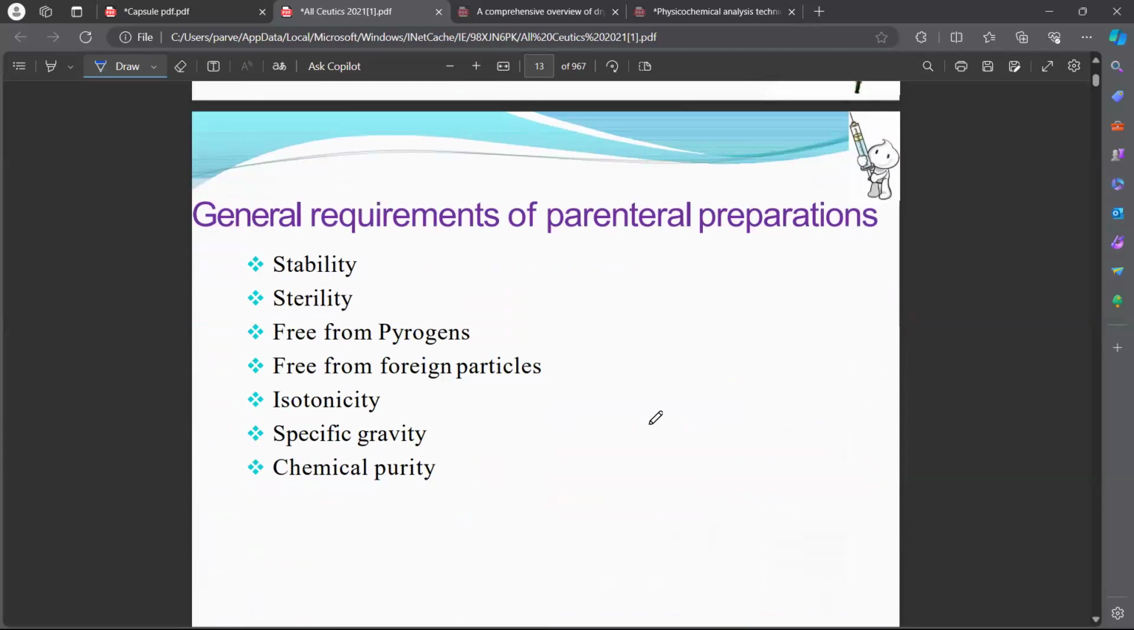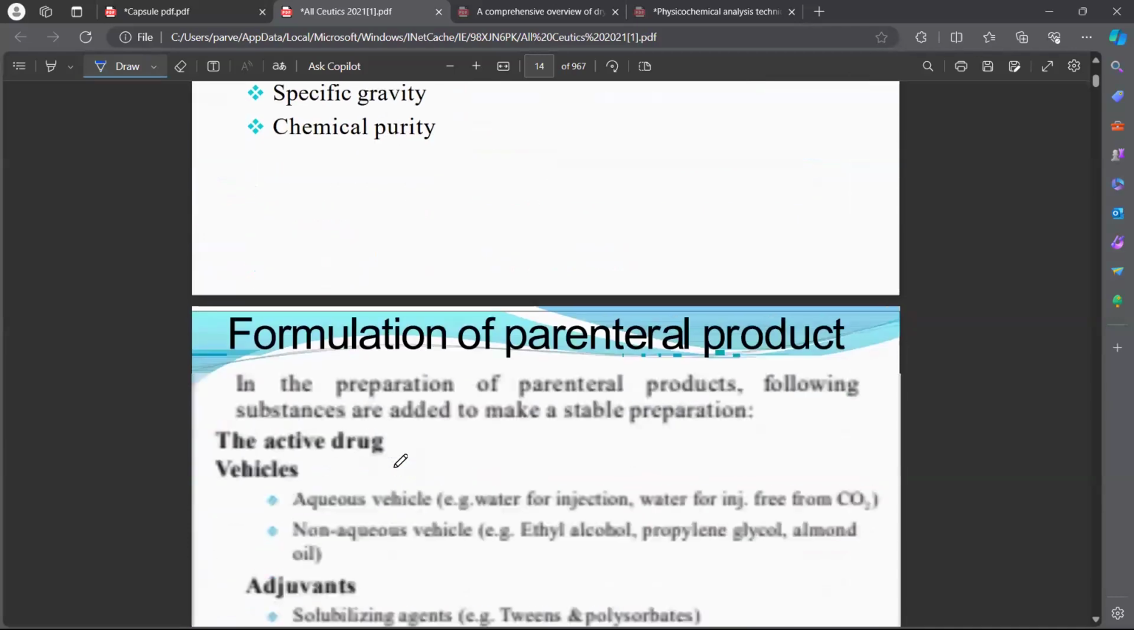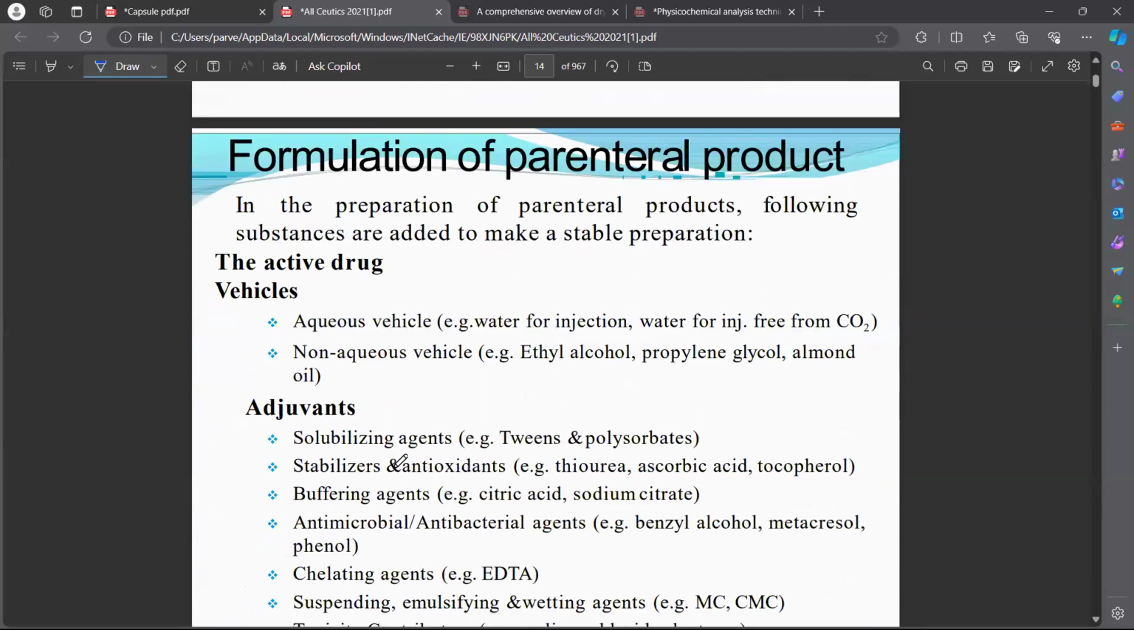These are the general requirements for parenteral preparations. They should be stable, sterile, free from pyrogens, free from foreign particles, isotonic, with proper specific gravity and chemical purity. Now we are going to talk about the formulation aspects of the parenteral products.